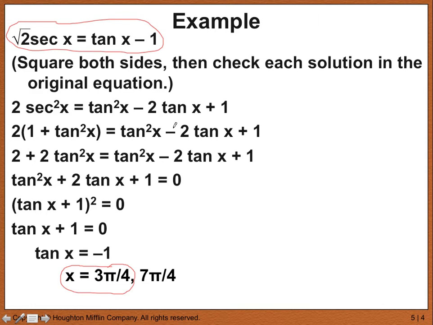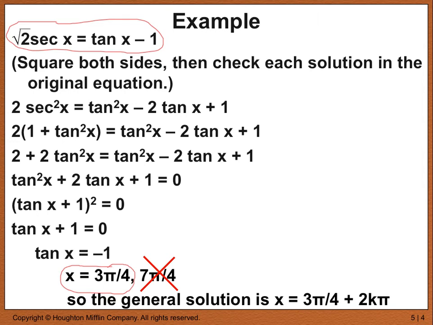Therefore, I put a big fat red X through 7 pi over 4 because it's an extraneous solution. It's extraneous, and that means that even though it looked good, it's invalid when you test it in the original. Last step, finding that general form. So the general solution is x equals 3 pi over 4 plus 2k pi.